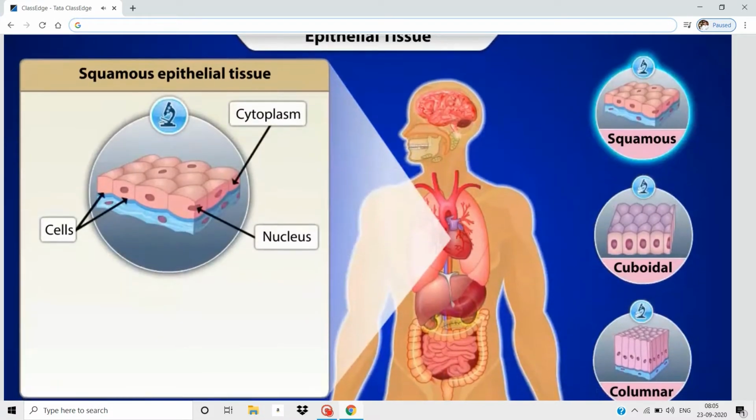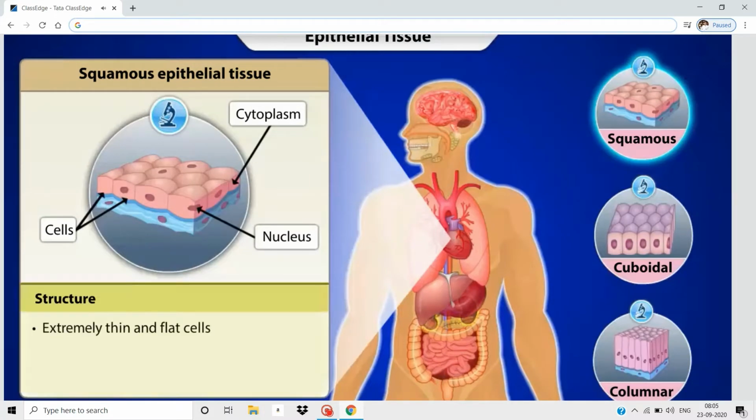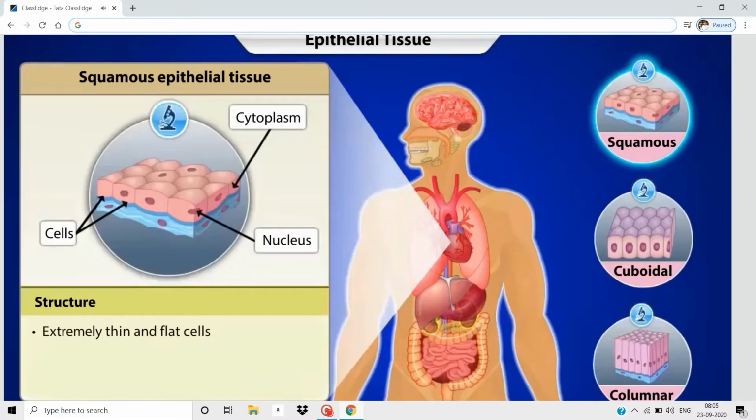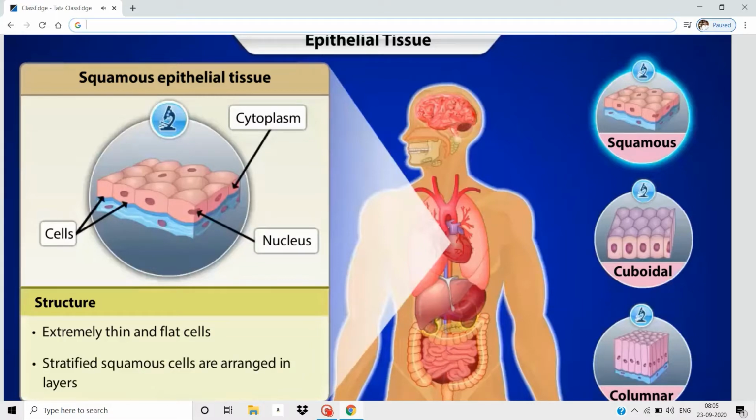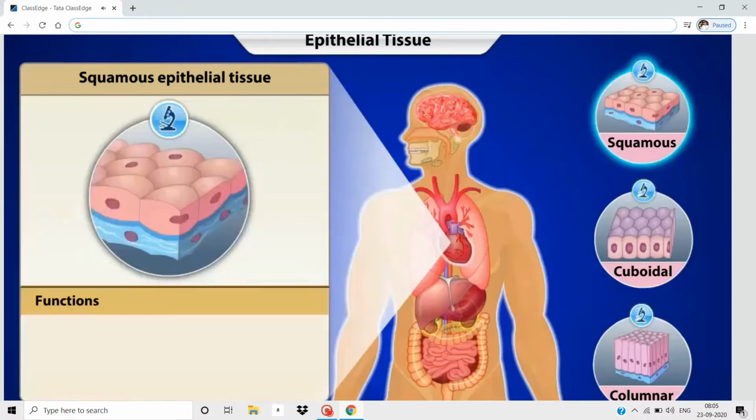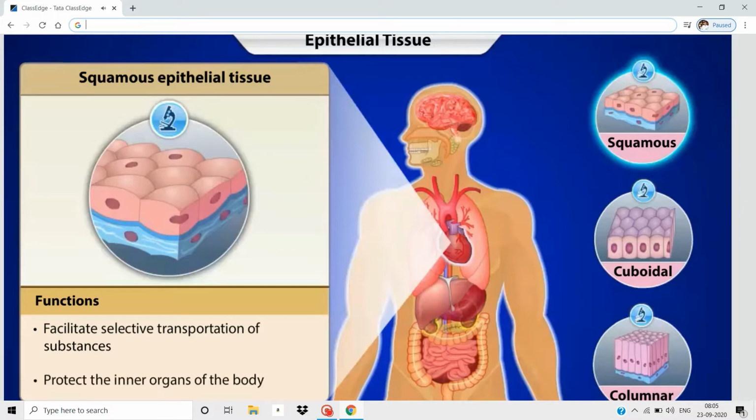Simple squamous epithelial cells are extremely thin and flat and form a delicate lining. When these cells are arranged in a pattern of layers, they are called stratified squamous cells. Squamous epithelia facilitate selective transportation of substances through them and also protect the inner organs of the body.